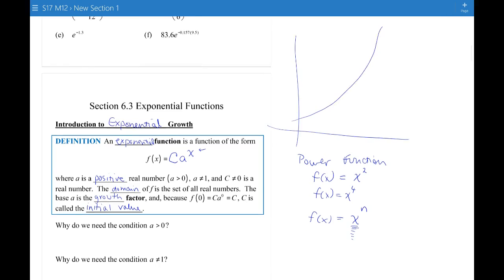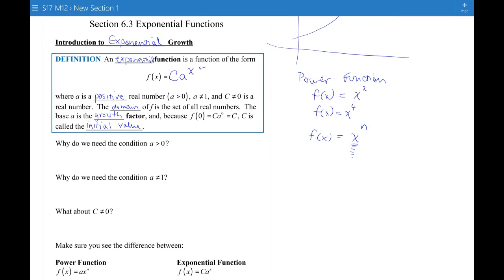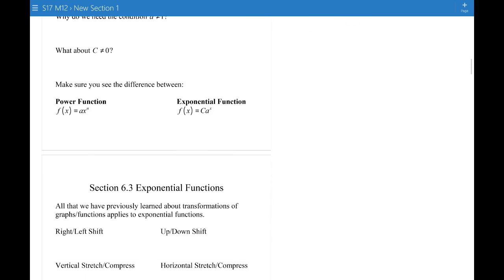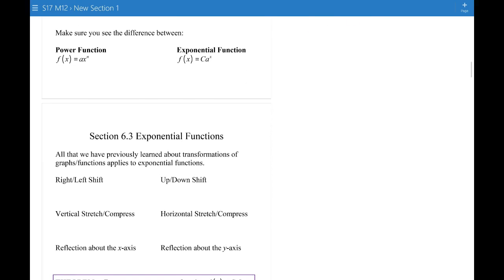So let's talk in class about why we need those conditions of a positive, not equal to 1, and why does c need to be not equal to 0. So make sure you're seeing the difference between the power function and the exponential function. Okay, so power function, x is the base. Exponential function, x is the exponent.